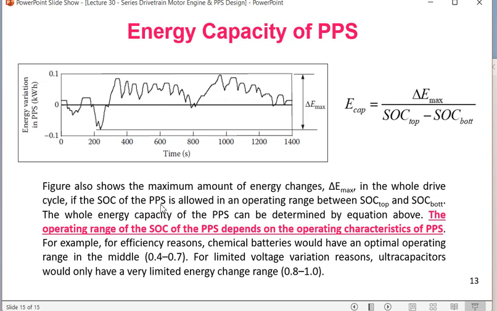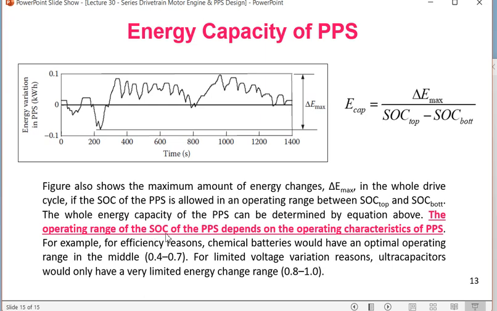if the SOC of the PPS is allowed in an operating range between SOC top and SOC bottom. The whole energy capacity of the PPS can be determined by the equation above. How much is the energy capacity of the battery? It is given by delta E max, that means the change in energy, divided by SOC top minus SOC bottom.